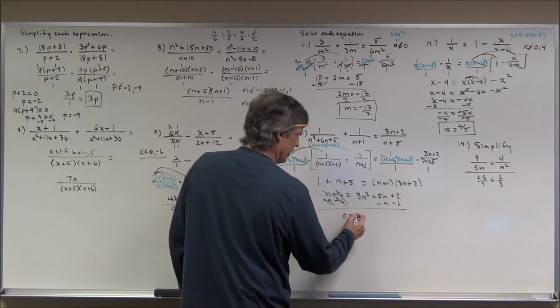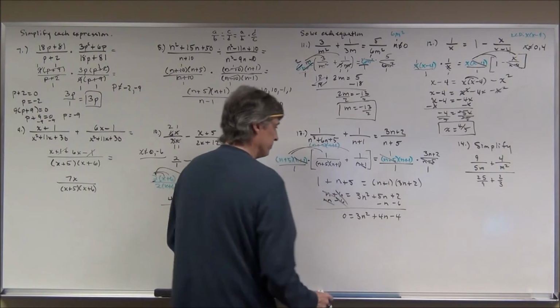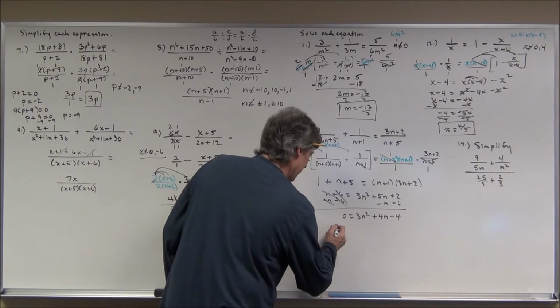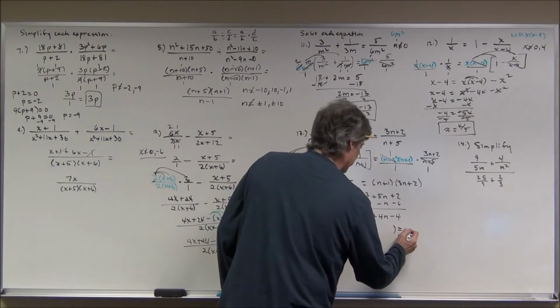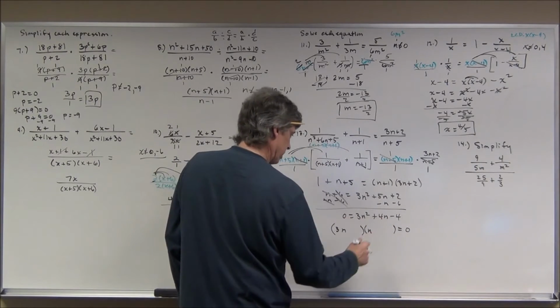That gives me 0 equals 3n squared plus 4n minus 4. Well, if I'm lucky, this is going to factor, and I think it does. I think this is going to be a 3n and an n. Now you could do the bottoms up method on this one, multiply by the 3 and so on, but I'm just going to do the trial and error.